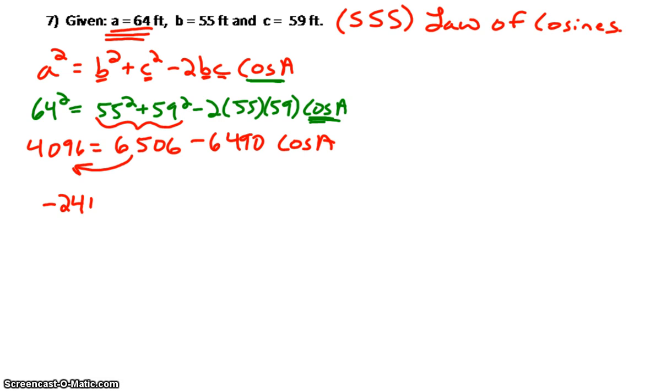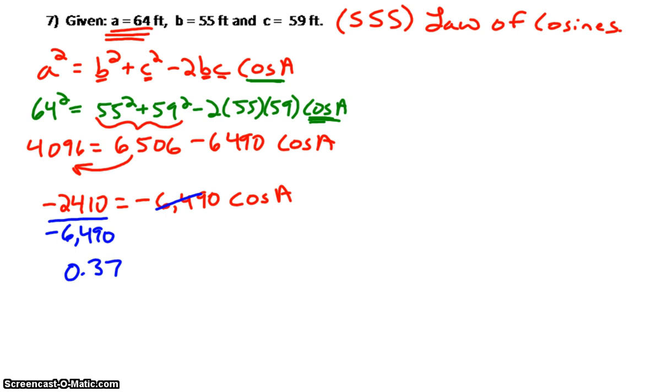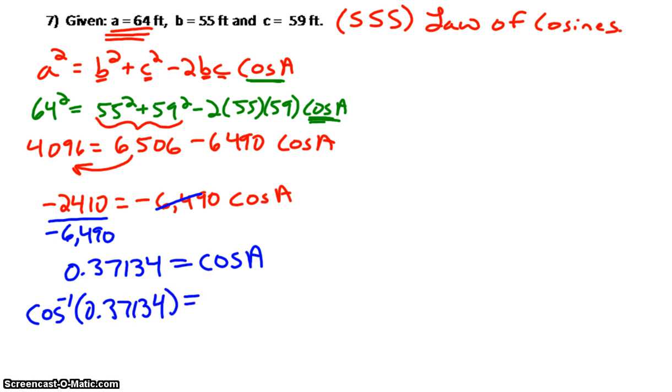I'll bring this to the other side, and that will leave me with 2,410 equal to negative 6,490 cosine A. Divide by this value of negative 6,490, I will end up with 0.37134, which equals cosine A. So I'm ready to do my inverse. So cosine inverse of that 0.37134 will give me my measure of angle A.